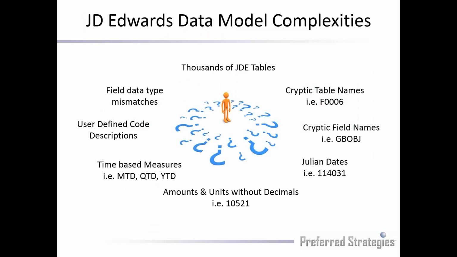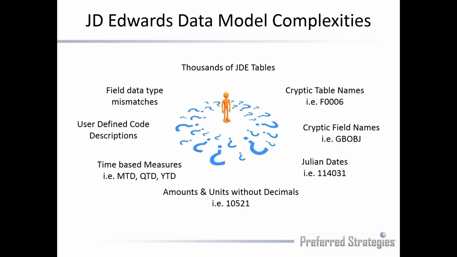So what makes JD Edwards reporting complex? There are thousands of tables in the system, and most of the tables have very cryptic names, like F0006 for the business unit master. The fields are also cryptic, like GBOBJ for the object account. The dates are stored in a Julian format. The amounts and units are stored without decimals.